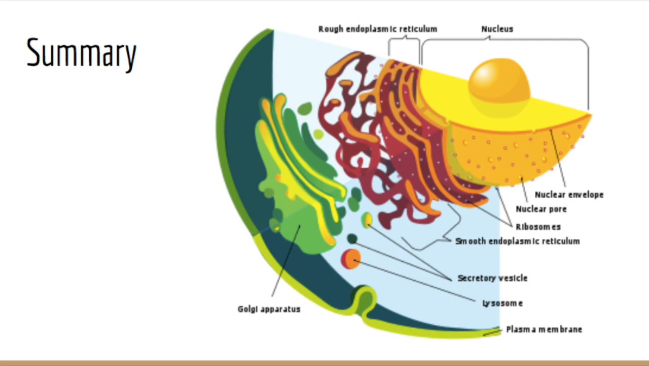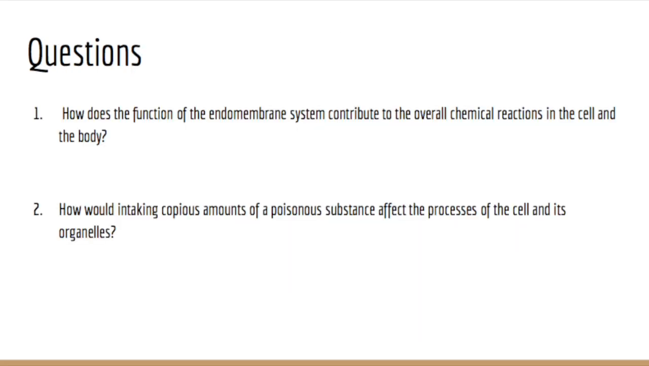It is crucial to keep our bodies functioning every day, as it synthesizes almost all the enzymes that keep our bodies running. Our two questions are: how does the function of the endomembrane system contribute to the overall chemical reactions in the cell and the body? And how would intaking copious amounts of a poisonous substance affect the processes of the cell and its organelles?